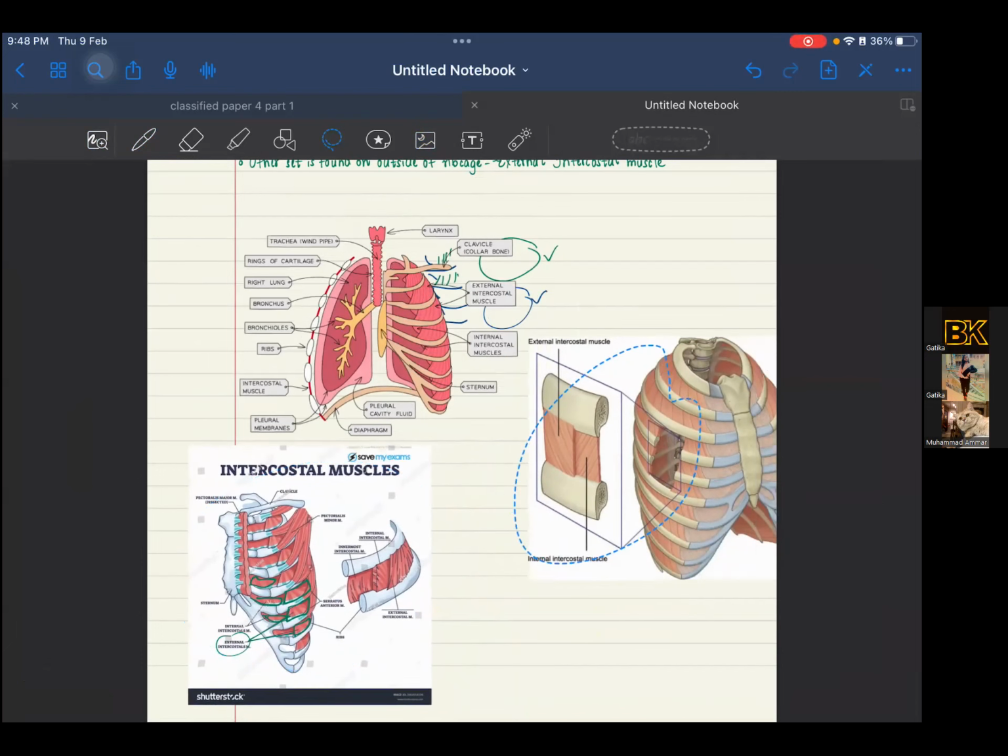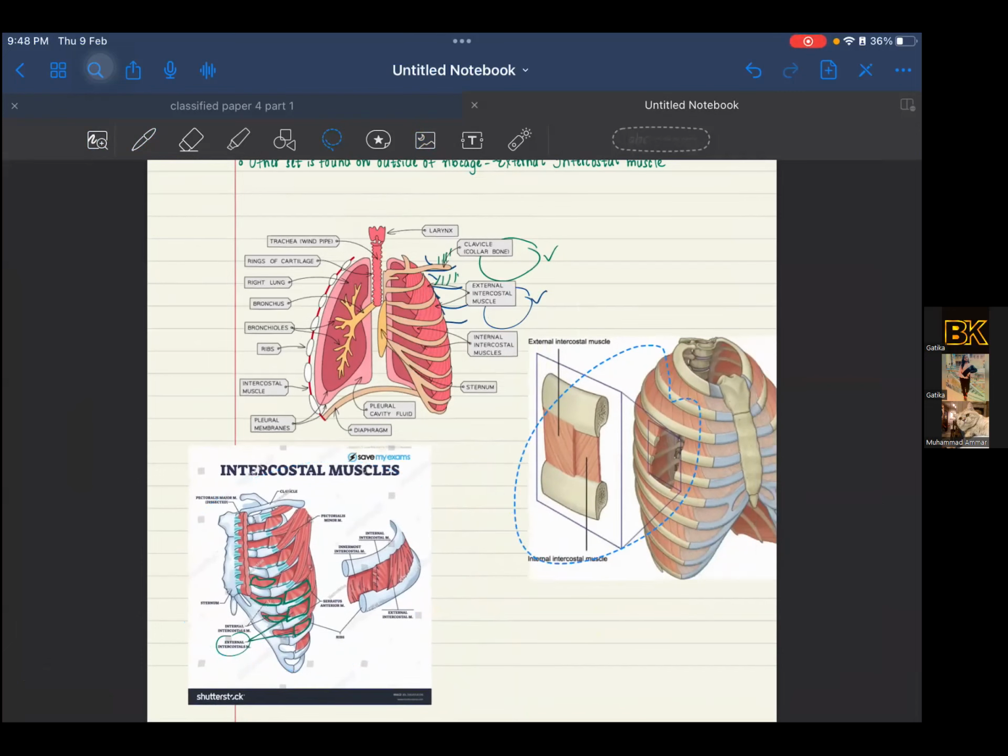Oh, the inside one is the external? No, inside means internal, outside means external. Okay, so the pink one, which one is internal? No, see this diagram, right? Here you see this.